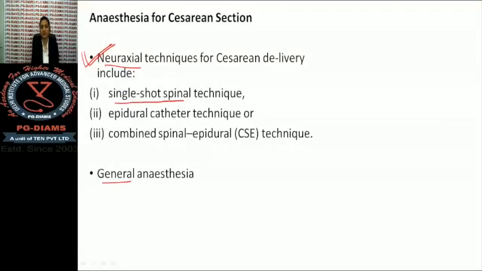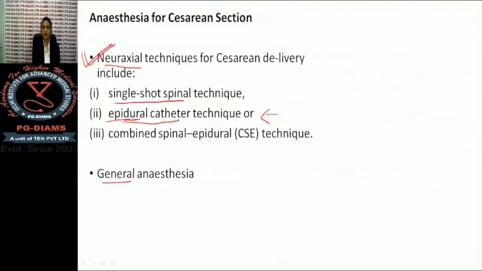Most commonly used is the single shot spinal technique. An epidural catheter can also be used. Epidural is basically more commonly used for labor analgesia. You place this epidural catheter and you can adjust the dose of drug through it. This takes a little longer time.